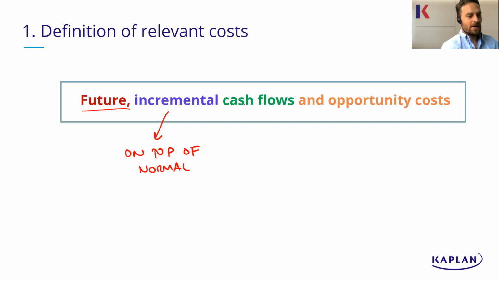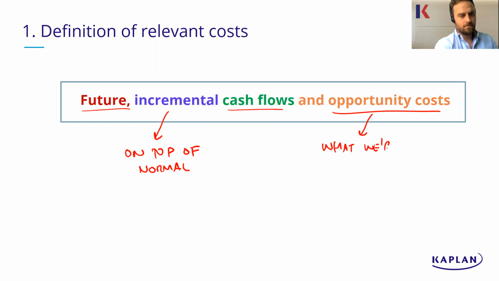We also then need to think about cash flows. So only cash flows, nothing accounting based. We want cash, we want facts when we're doing this relevant costing. And then we've also got this idea of an opportunity cost. Now that's what we're missing out on, and we can include that when we're doing our relevant costing.